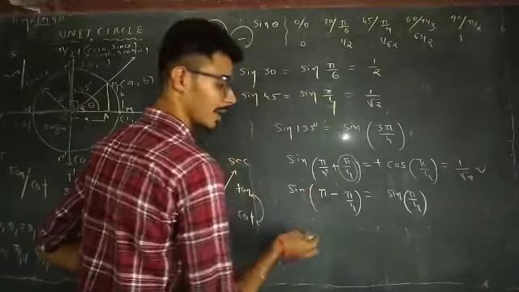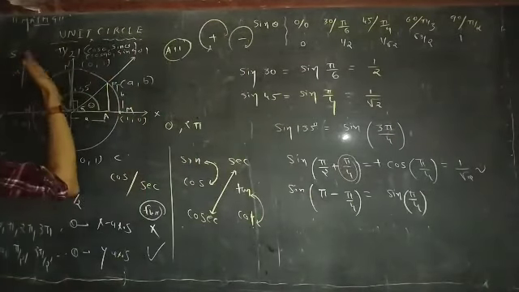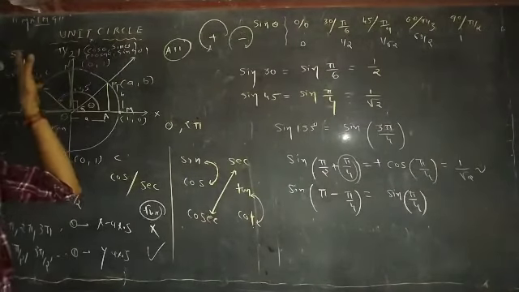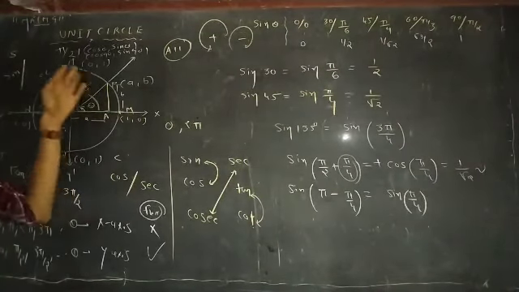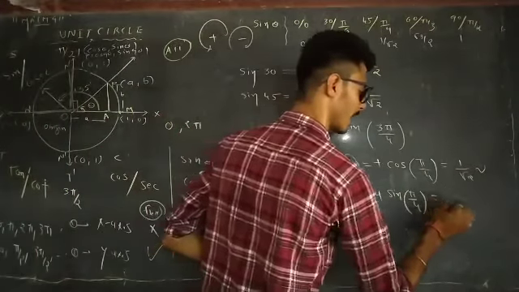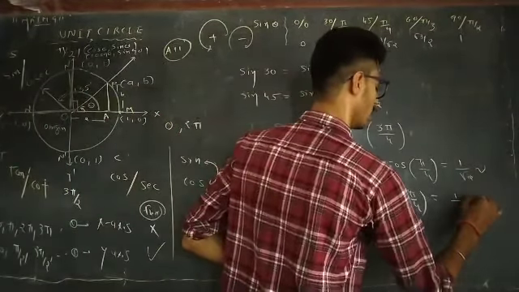Then sin of pi minus pi by 4. Our theta is in the second quadrant. In the second quadrant sin is positive, so we have to take only the plus sign. So sin pi by 4 means 1 by root 2.